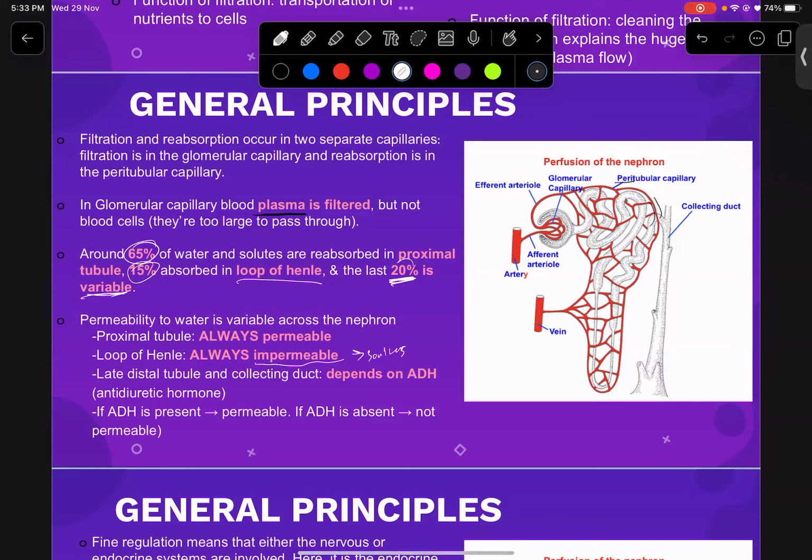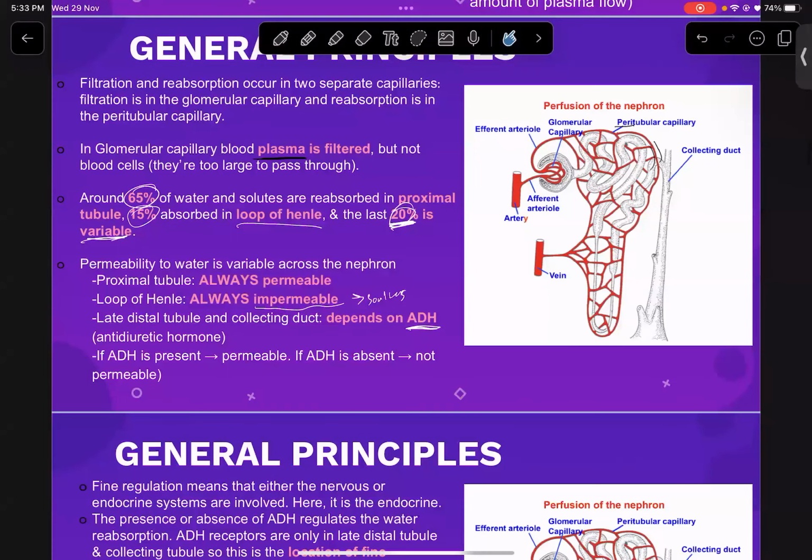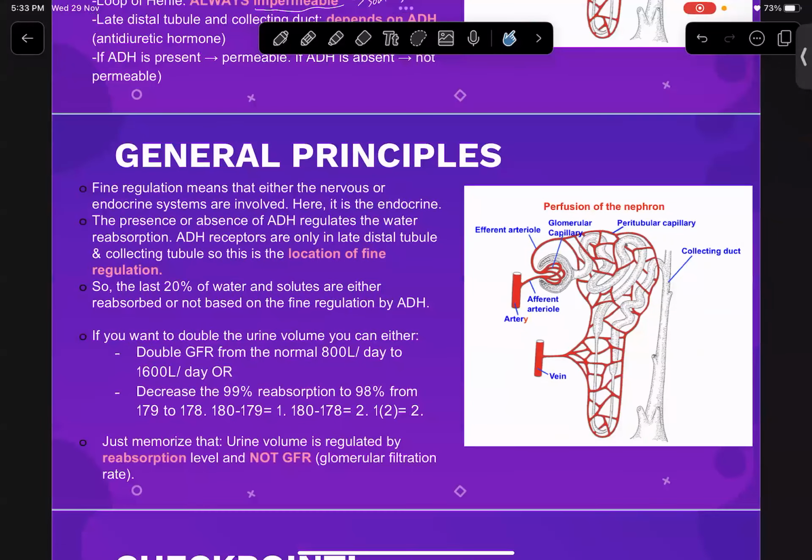Now, the reason I said the last 20% is variable is because it depends on a hormone, which is called the ADH, or antidiuretic hormone, okay? If the ADH is present, then the distal tubule and collecting duct will be permeable. If the ADH is absent, then they will not be permeable, okay? And another really important concept is whenever I say fine regulation, always think of two systems, okay? Always two systems must come into mind. So either the nervous system or endocrine system.